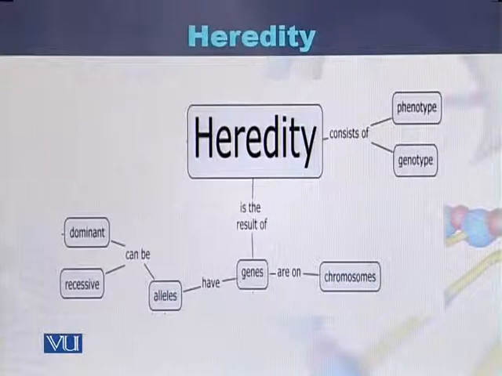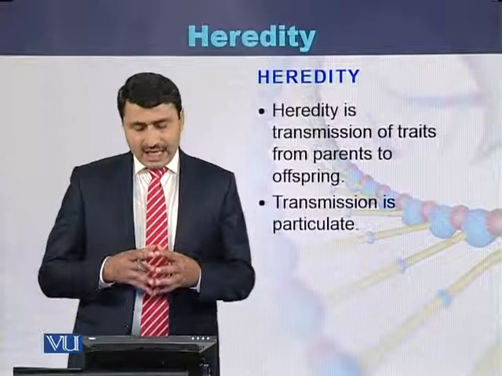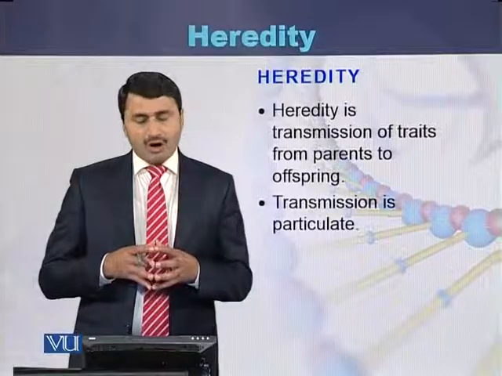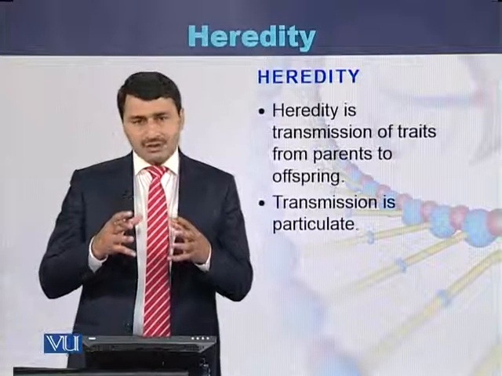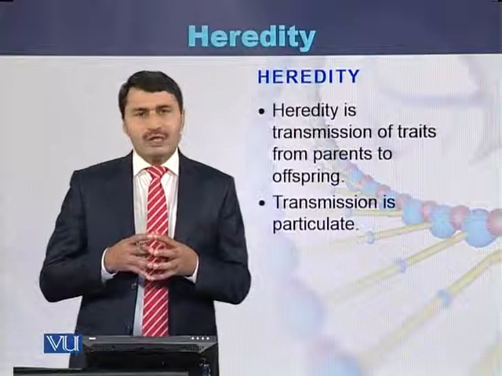So if we conclude what heredity is: heredity consists of phenotype as well as genotype. Heredity is the result of the genes. Genes are present on the chromosomes. On the other hand, genes have alleles. Alleles can be dominant and can be recessive. If we conclude about heredity, heredity is the transmission of traits from the parents to the offspring, and this transmission is particulate in nature.